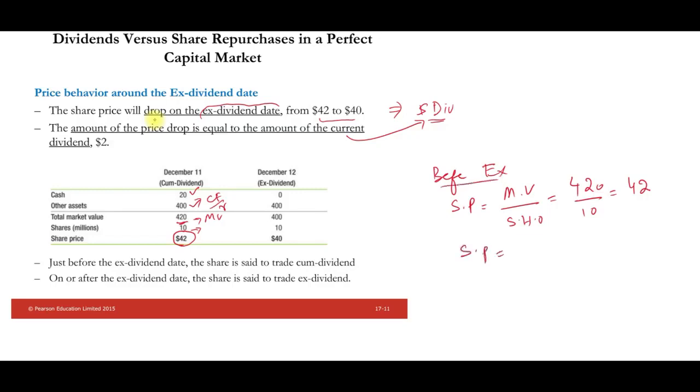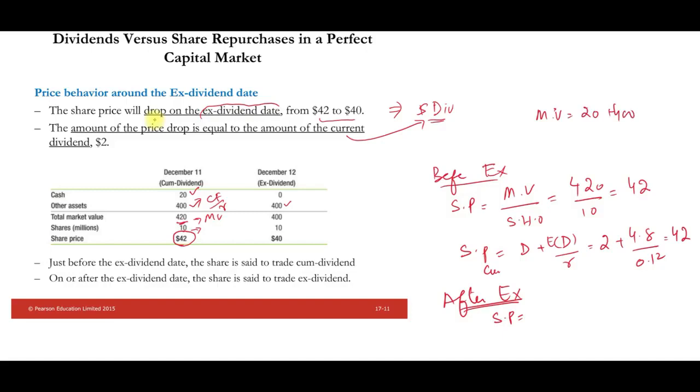Another way is current dividend plus expected dividend divided by R. The answer would be the same: $2 plus 4.8 divided by 0.12. The answer would be 42. So this is the cum-dividend price. What is the ex-dividend price? Ex means the dividend is already paid. So the total asset is 400. After the ex-date, the 20 is already used, so what would the market value be? Because in the market value we had 20 plus 400, right? The 20 is no more there, so the market value is equal to 400.